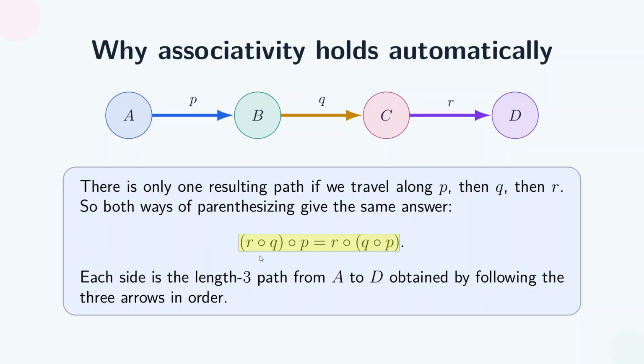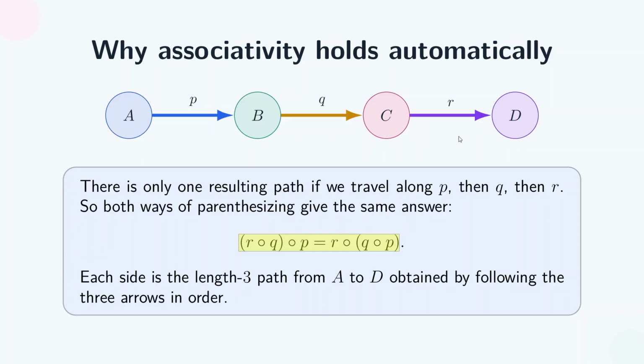And in the free category, this is almost obvious once we think in terms of paths. Why? Because in both cases, we are simply following the same 3 arrows in the same order. First P, then Q, then R. There is only one actual journey taking place. The parentheses only describe how we group the steps while talking about them. They do not change the path itself, so associativity holds automatically, because concatenating paths in sequence leads to one and the same resulting path.